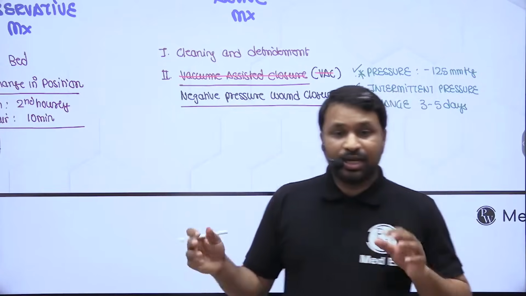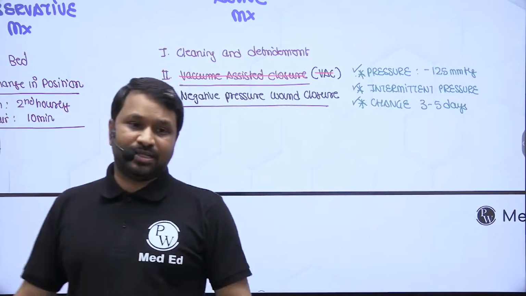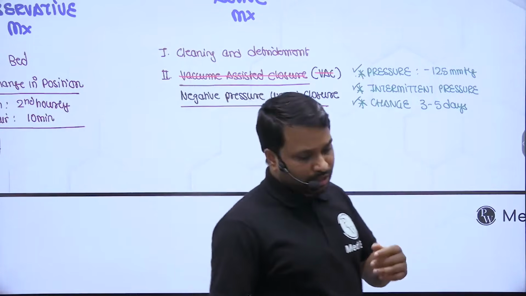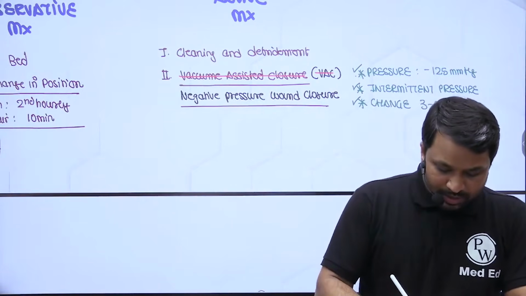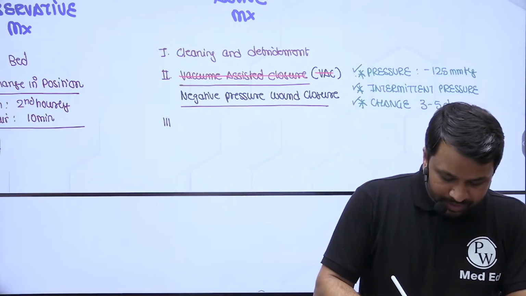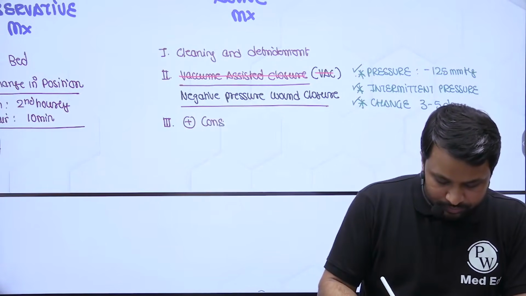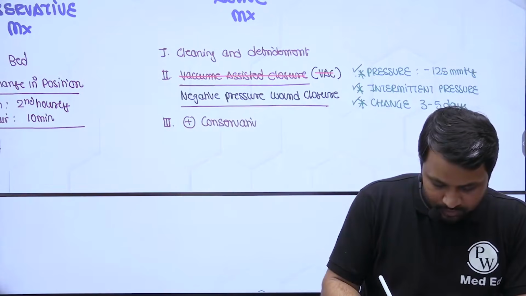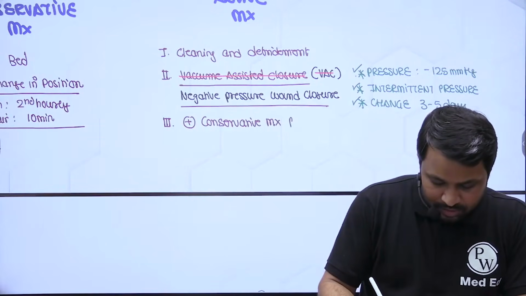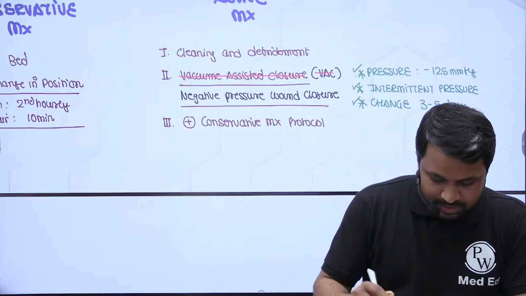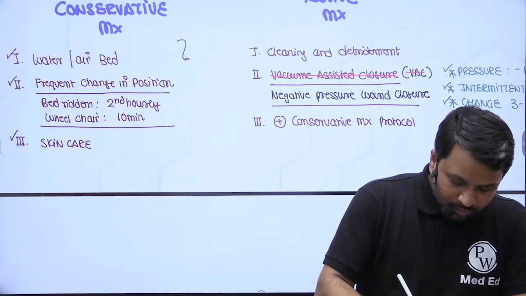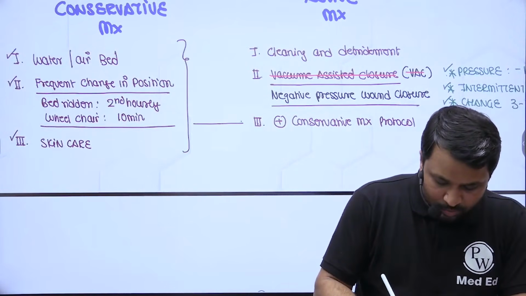You can change the vac once in every 3 to 5 days, unlike your traditional dressing which you have to change daily. Now once you are done with this, then you will add the conservative management protocol, which you discussed just now. What is this conservative management protocol? Whatever we have discussed here, this is your point number 3.